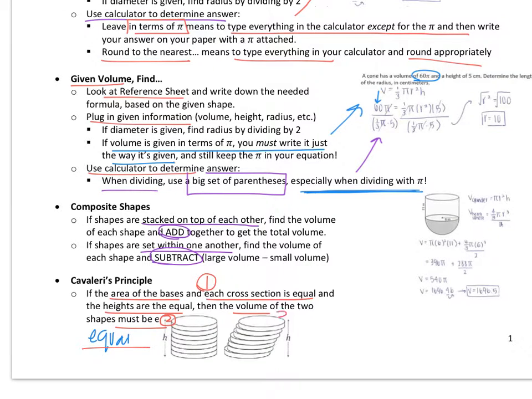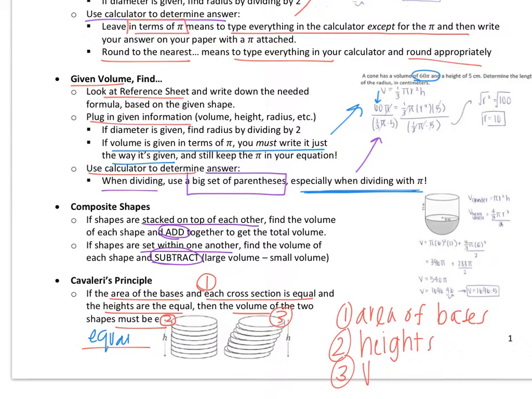That is step 3. So there are 3 parts to Cavalieri's Principle. Area of the bases, the heights, and the volumes.